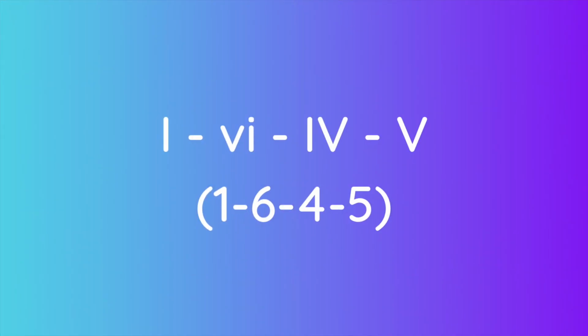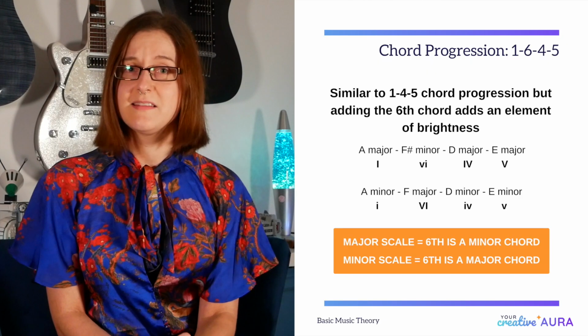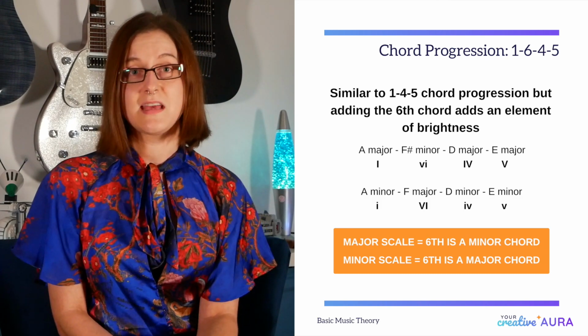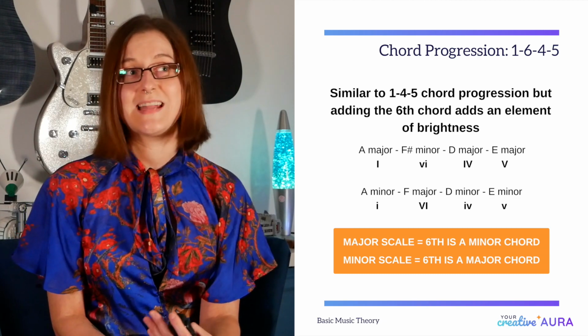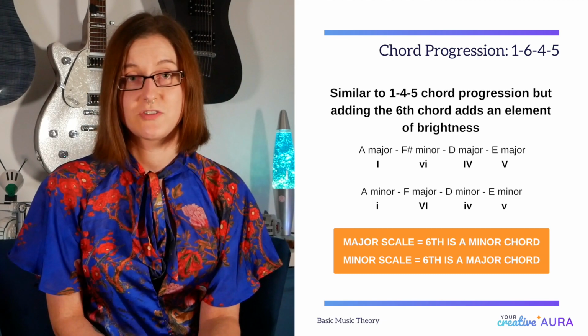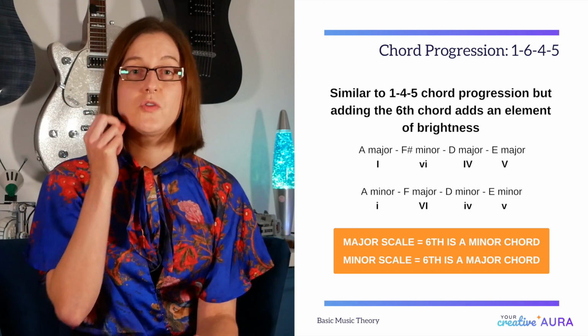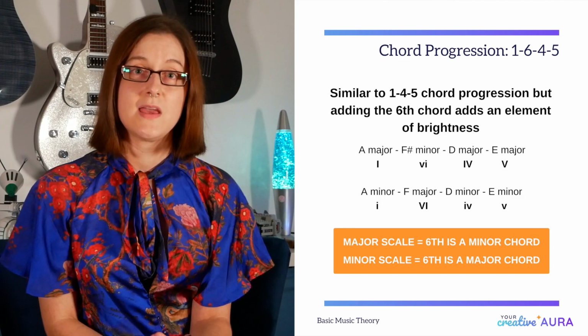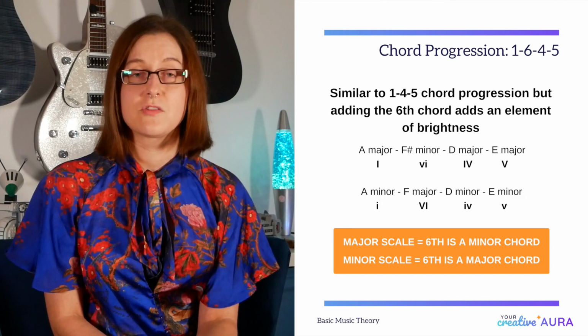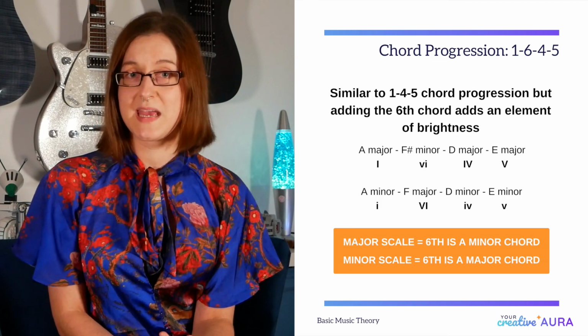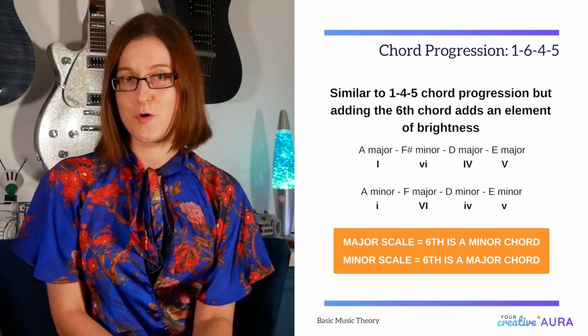Our second common chord progression is the 1-6-4-5. Now it has a similar resolution feeling to the 1-4-5 chord progression. However, adding the 6th chord after the tonic adds an element of brightness to the chord progression. Now if you're in a major scale, the 6th chord will be a minor chord. If you're in a minor scale, the 6th chord will be a major chord. So let's listen to the A major 1-6-4-5 chord progression.